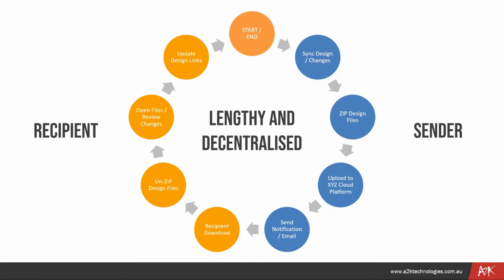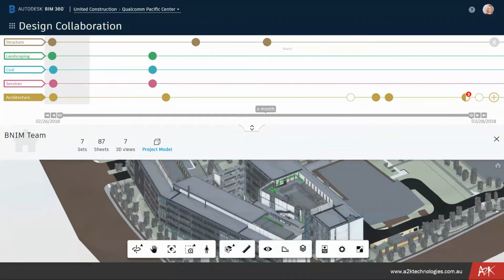BIM 360 Design, on the other hand, takes a more cloud approach to this, whereby files are stored and distributed in what they call design teams, and then distributed through the likes of what they call design packages. And this provides more of a graphical and transparent and almost timeline interface whereby all participating parties can see what information is being shared by all other participating parties.